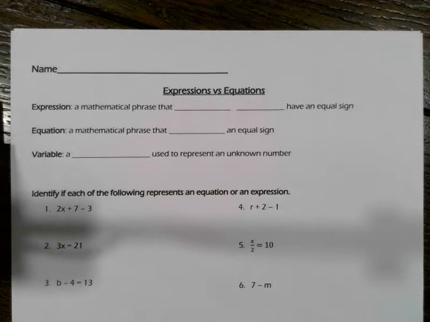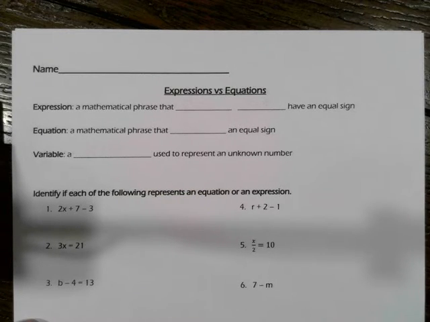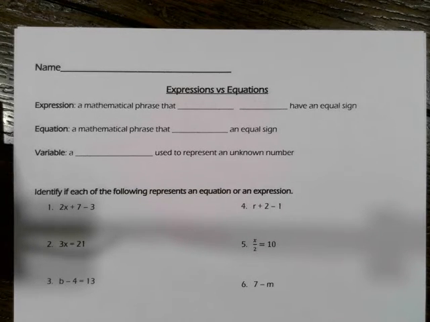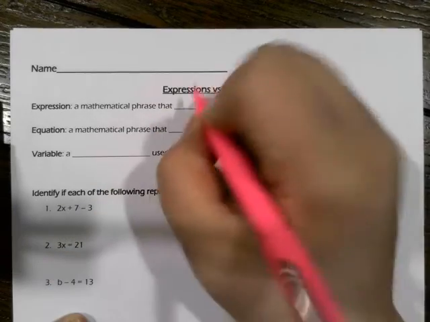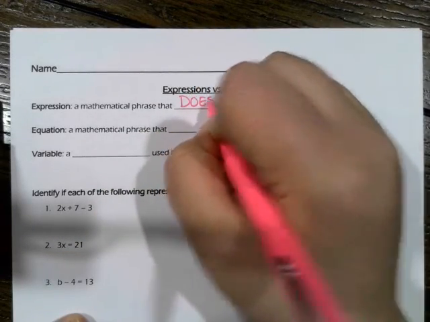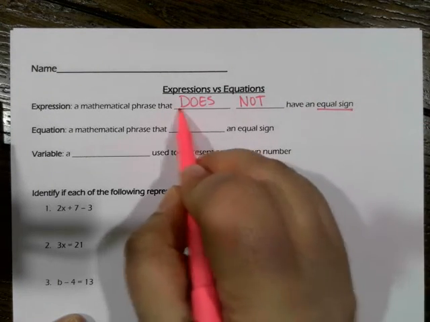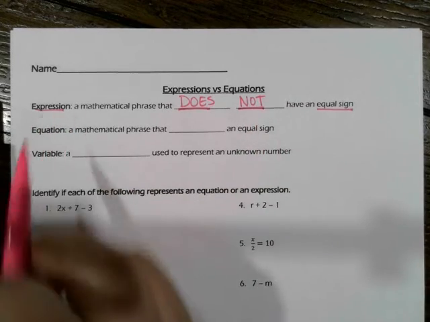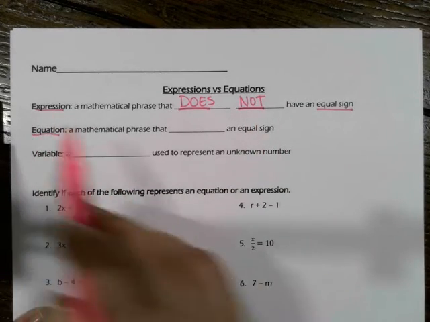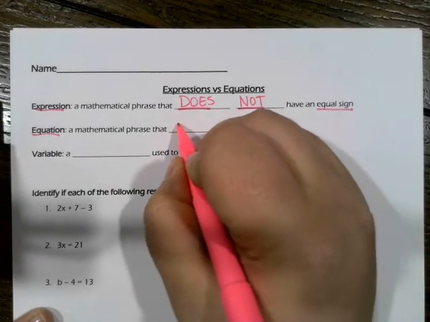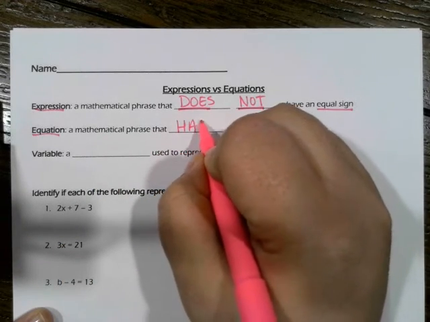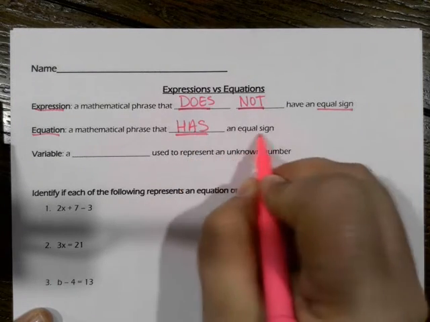All right, let's get started. So today we're looking at equations versus expressions. It's very simple to distinguish between the two. It's one thing you're looking for. An expression is a mathematical phrase that does not have an equal sign. An equation is a mathematical phrase that has an equal sign. Okay, so it has an equal sign.